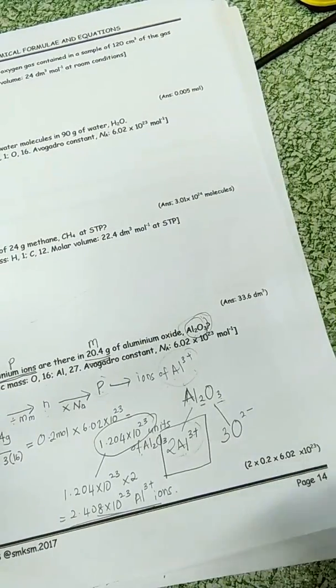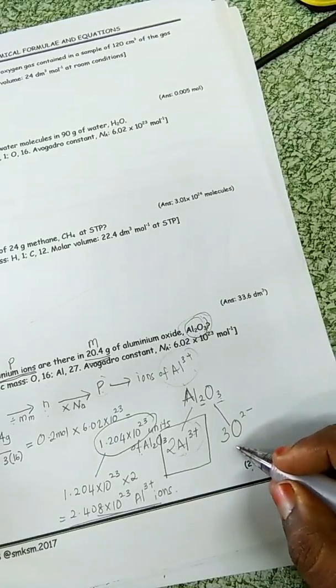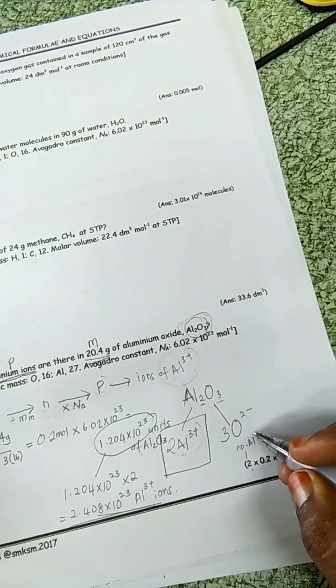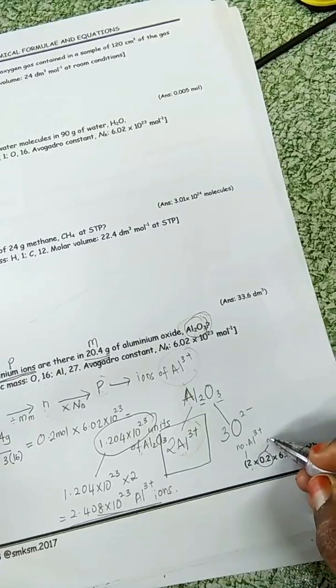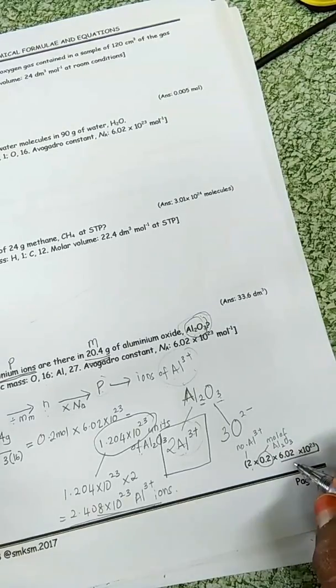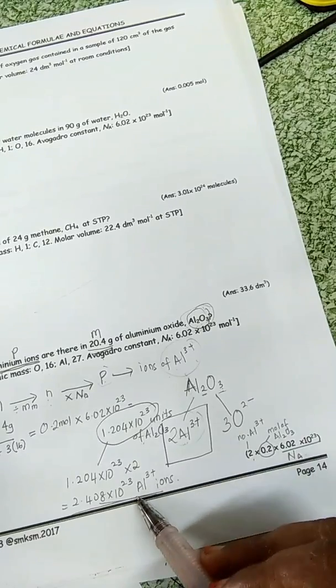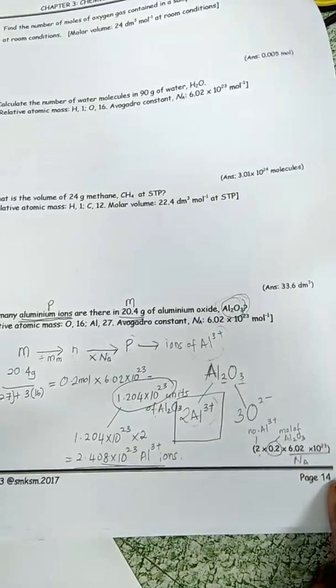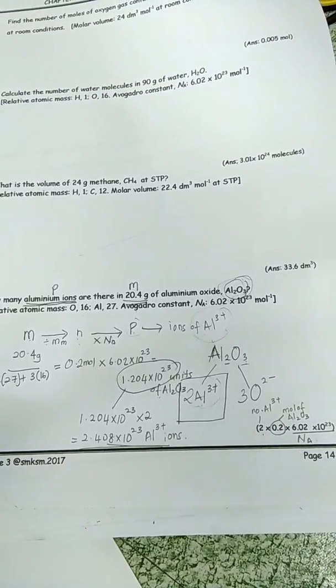Now check the answer. 2 comes from where? This is the number of aluminium ions. This is the number of mole of Al2O3 and this one is the Avogadro constant. So this is the method and this is the answer. Clear?